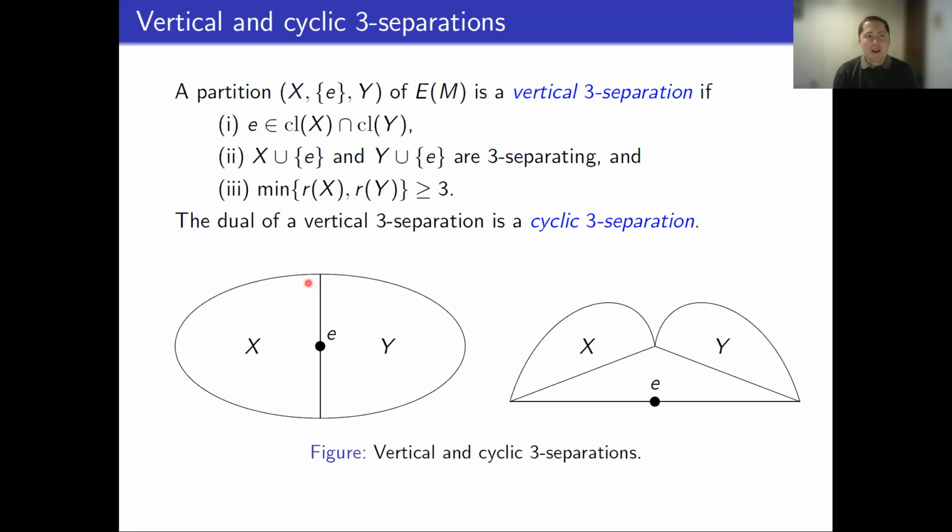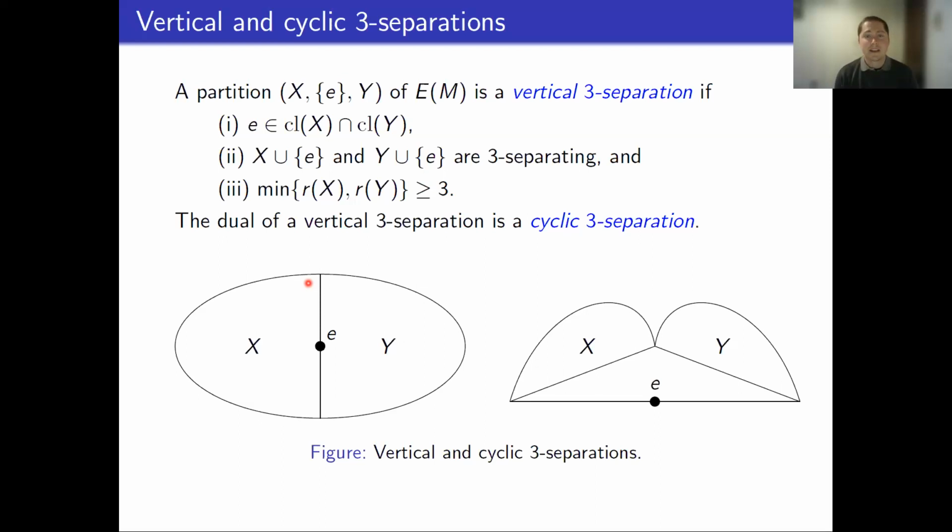Right, so for us today, we're going to call a partition X and an element E and set Y a vertical 3-separation if the element E is in the closure of both X and Y, so it's on the guts of the separation, X union E and Y union E are 3-separating, and X and Y both have rank at least 3. So for those very familiar with these things, these are basically the non-trivial 3-separations. They're the 3-separations in which one side isn't a line, which I'm going to talk about in a moment.